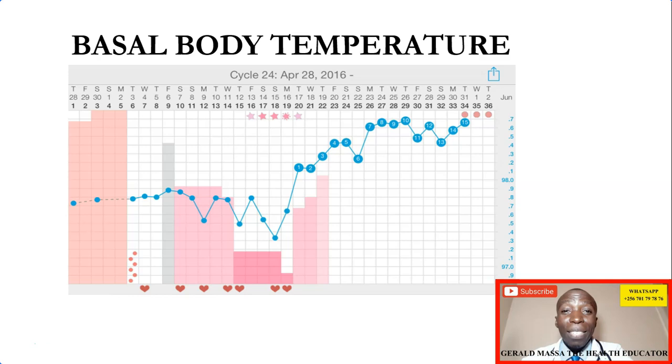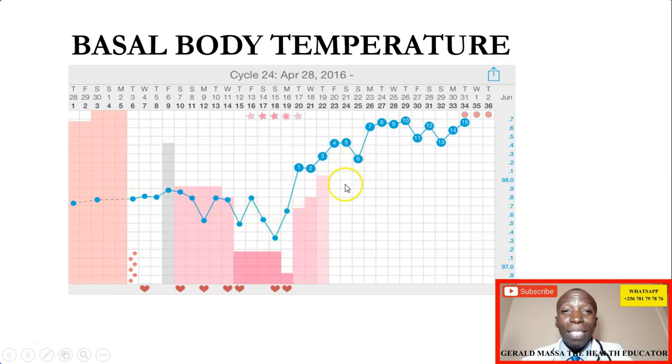The next method is by tracking what we call basal body temperature. Basal body temperature monitoring kind of resembles the first method we talked about, charting your menstrual cycle, or charting your cycle and understanding how your cycle moves. But in this particular case, we still use a calendar, but we pay close attention to the body temperature.